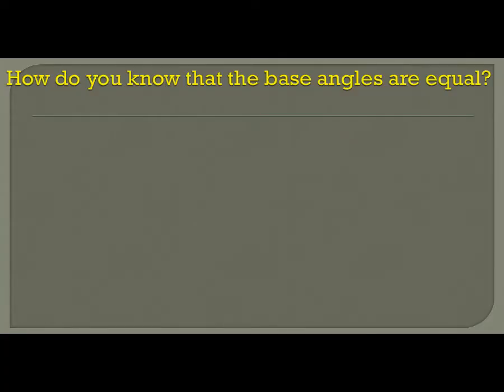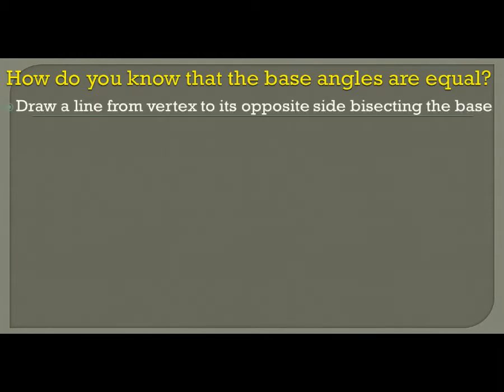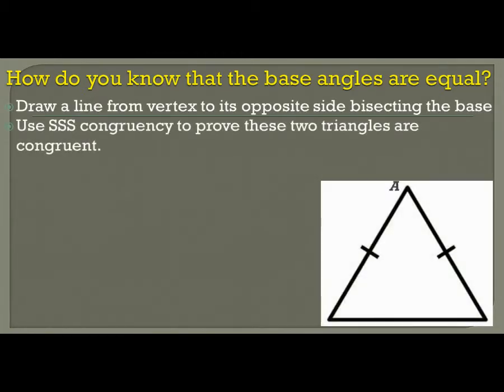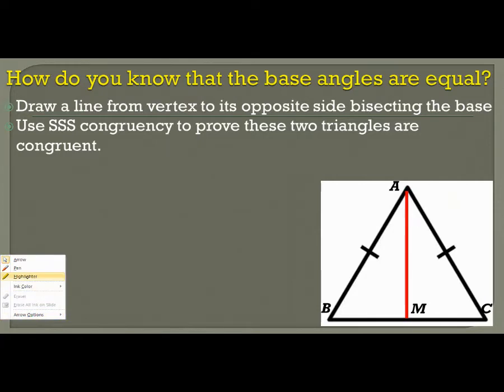How do you know that the base angles are equal or congruent? Let's take the triangle and drop a vertical line that divides the base into two equal halves. Here BM equals MC. I'm drawing AM in such a way that it is bisecting, which means making the base into two equal halves. So the length of BM is equal to the length of MC.